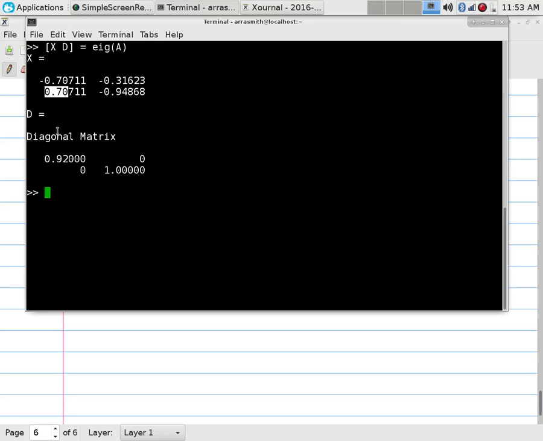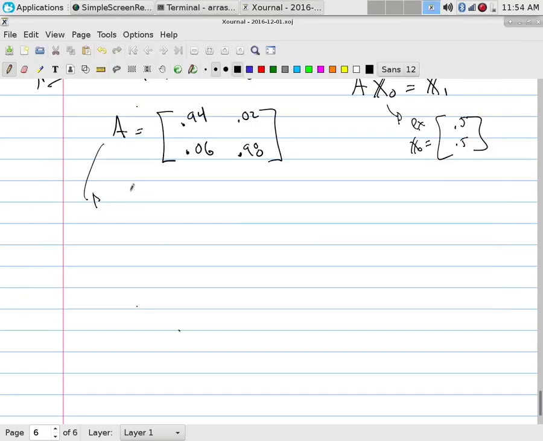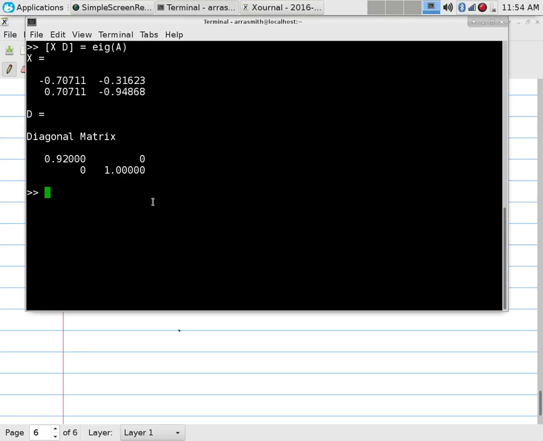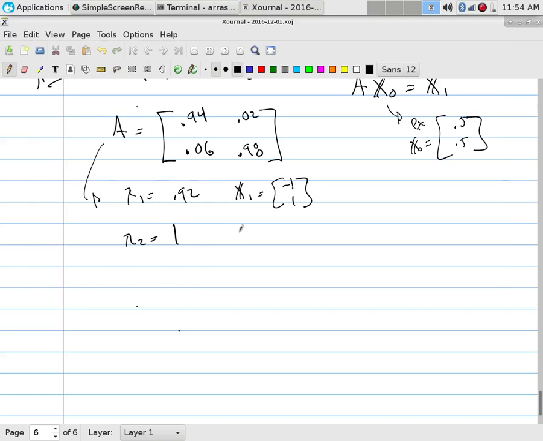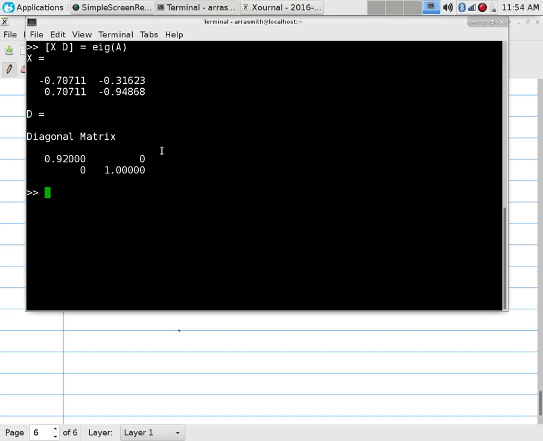Well, how did it get that? It has an algorithm that it follows. It doesn't pick a smart direction, right? Because we would have alpha times minus 1, 1, so minus alpha, alpha. All right, fine. And so what we found was lambda 1 was equal to 0.92, and x1 was equal to minus 1, 1. And then what's lambda 2? Now, here's an interesting thing. It says 1.0000, so it's a little off, but you would just say, I bet it's 1. I'll assume it. What do you think x2 is? What do you notice about those two?